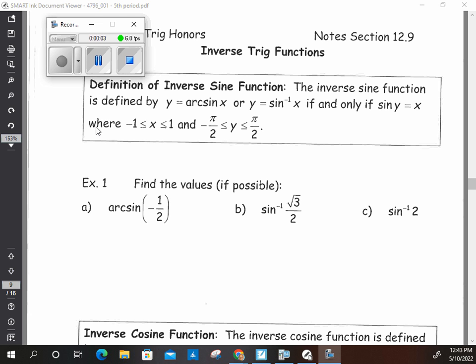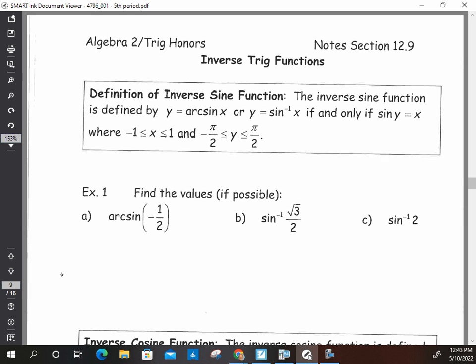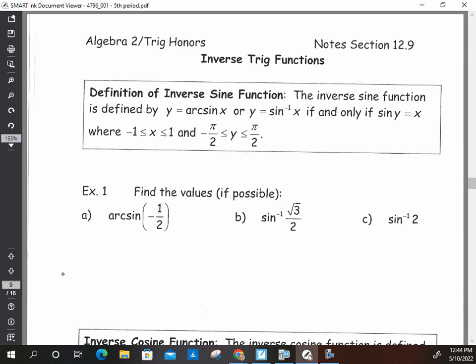12.9 deals with inverse trig functions, which we need to know how to find inverses in order to solve equations. So solving equations, we will probably get into in a lot more detail tomorrow. As far as inverse trig functions go, you're going to see a terminology, but know that you have already done it. You've already dealt with this particular bit of terminology.